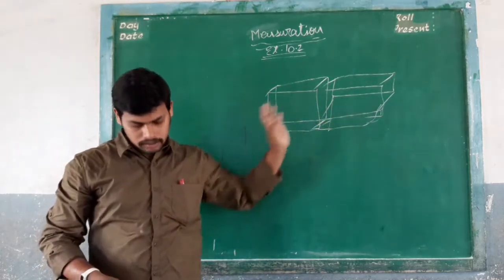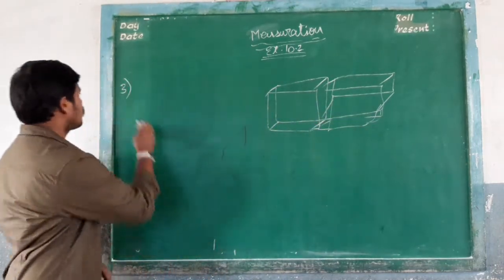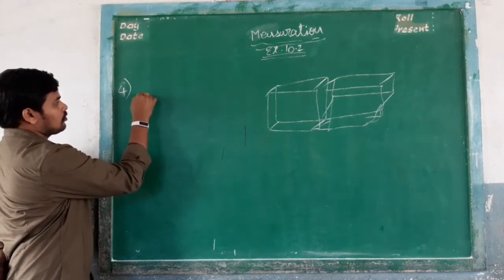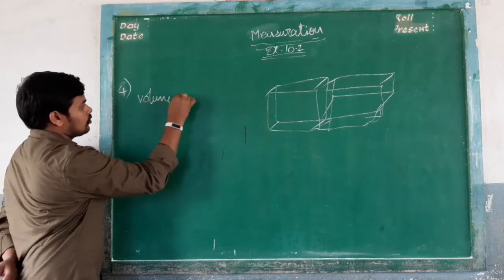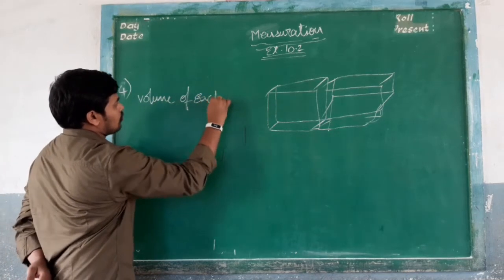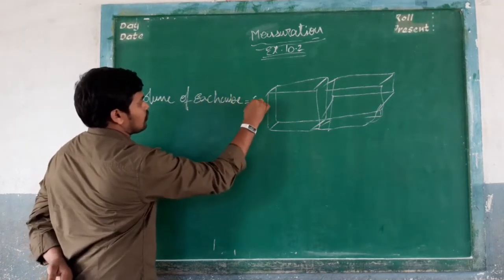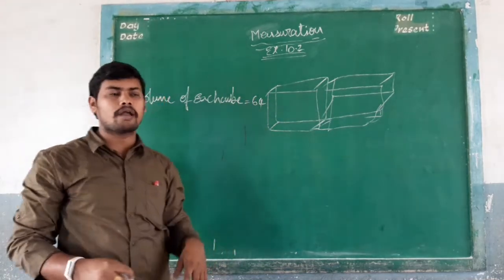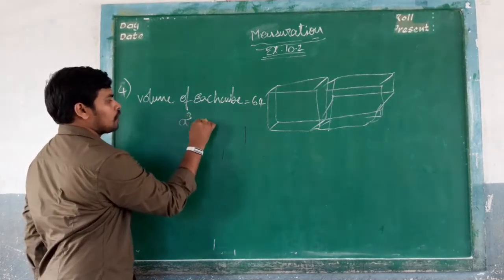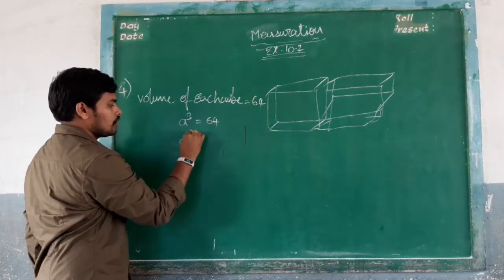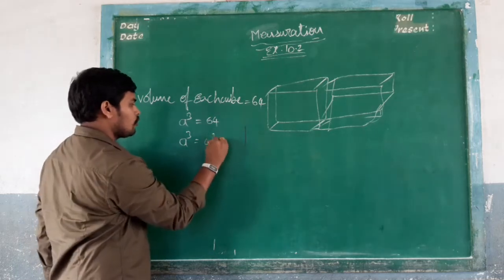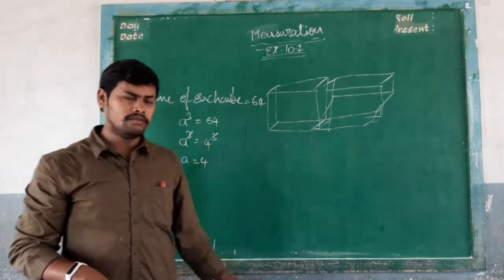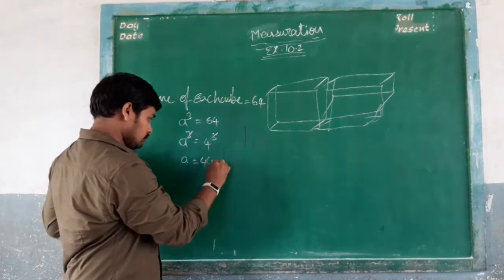Two cubes, each of volume 64 cubic centimeters. Volume of each cube is 64. The volume of a cube formula is a cubed. a cubed equals 64, which can be written as 4 cubed. So the value of a is 4 centimeters.